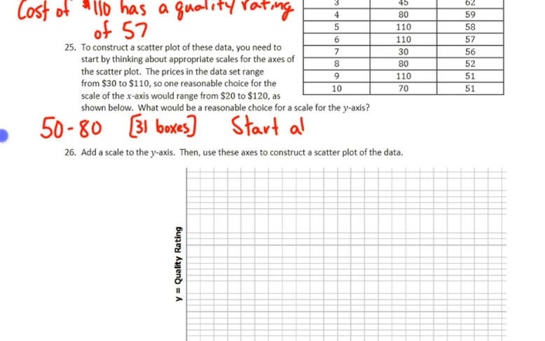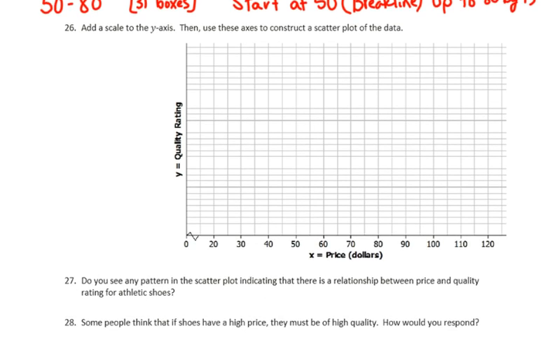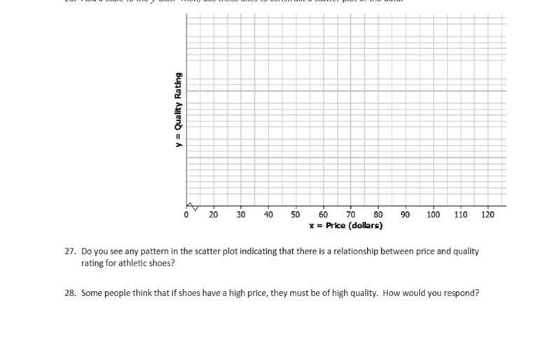Now if we're starting at 50, that means we need to use a break line in our graph, which they did on the bottom. If you notice, it's that like lightning bolt, which tells you that the graph is not starting at 0. It's going to skip some in between there. And I'm going to go up to 80 by ones, which will make this a nice, easy graph to use. So I put my break line in here.